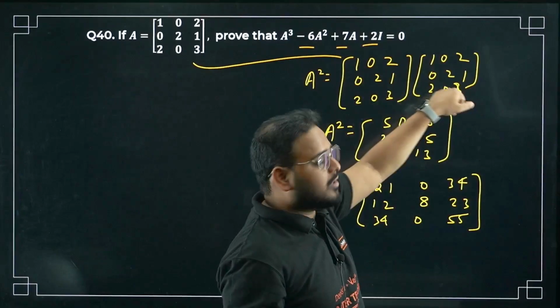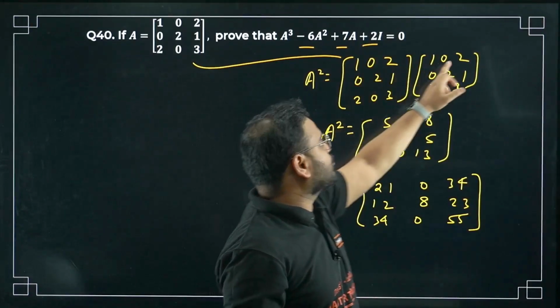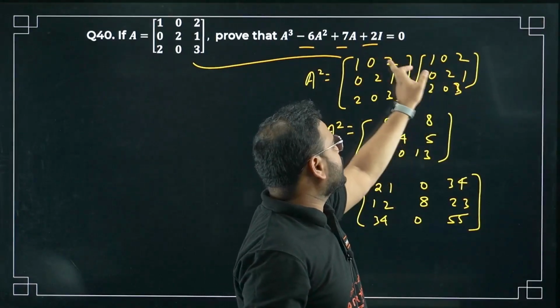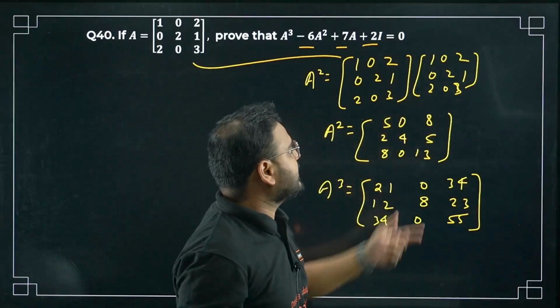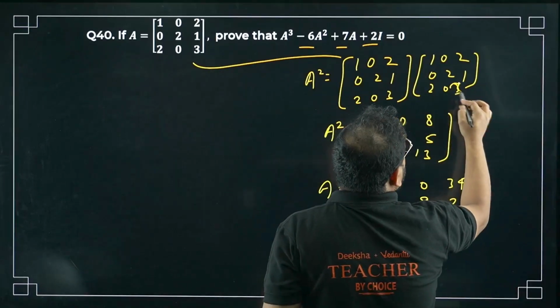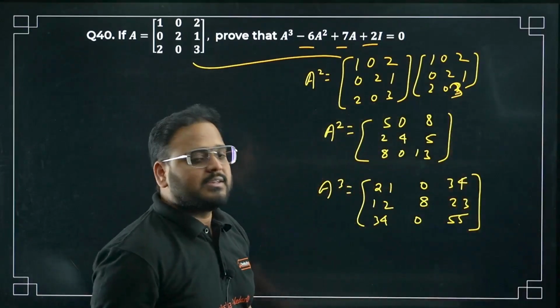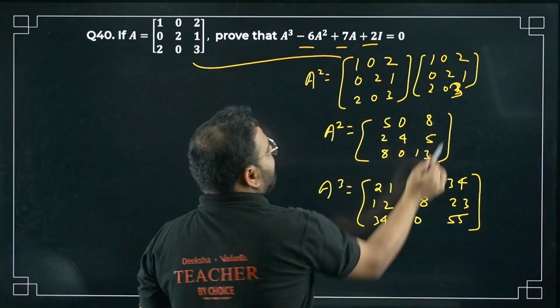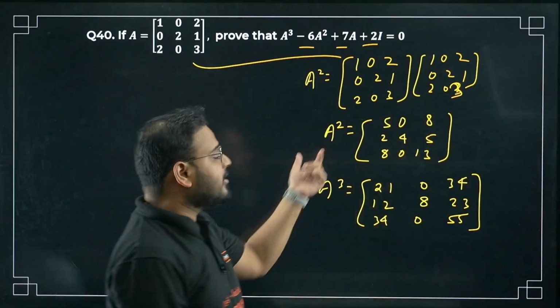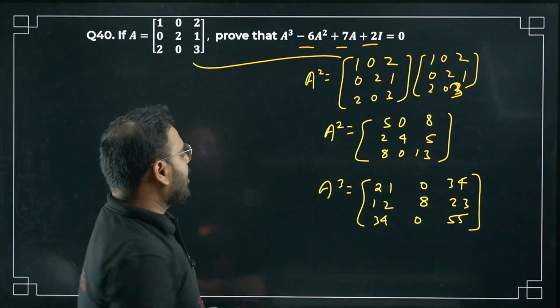First row to last column, third column, you get the third element. 1 into 2 is 2, 0 into 1 is 0, 2 into 3 is 6, plus 2 is 8. This is going to be 3 actually over here, so it will become 8. Same way, if you do for all the elements, you get 5, 0, 8, 2, 4, 5 and 8, 0, 13 for A square. Is that clear? Okay. How do you find A cube?